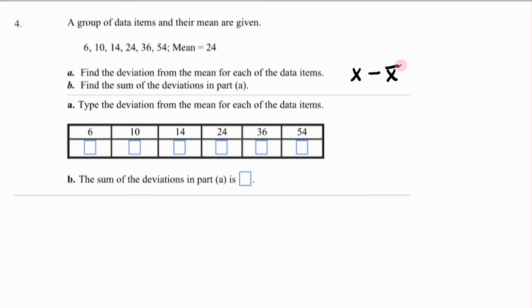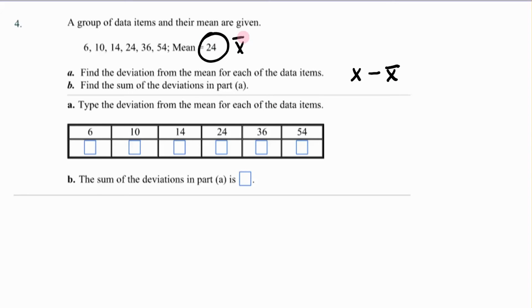So we know the mean is kind of the middle, it's the average, and we want to know how far each of these items is from it. We're going to take x minus x bar. And they gave us x bar, which is the mean.